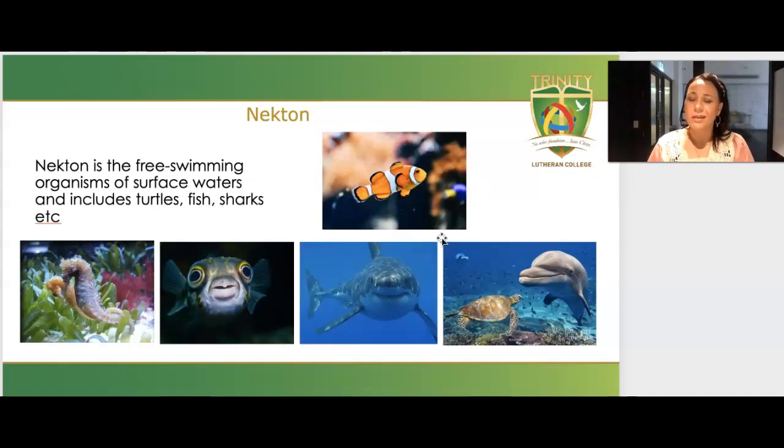What is nekton? So if plankton is microscopic, nekton is not microscopic. It includes all the things you and I are used to talking about living in the ocean, including Nemo, sharks, dolphins, turtles, rays, all the stuff we are used to talking about as organisms, animals living in the ocean, are nekton.